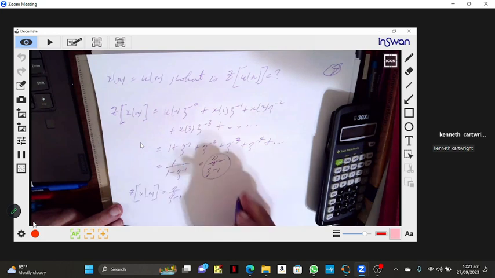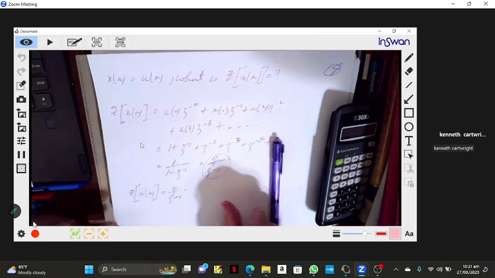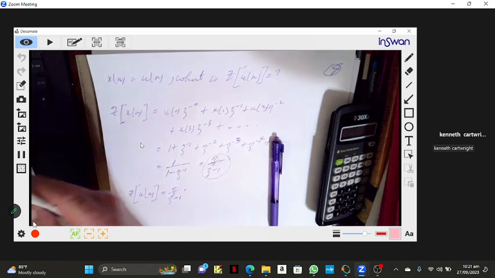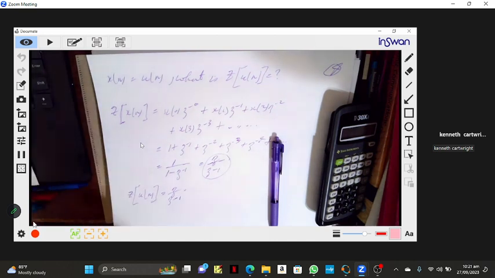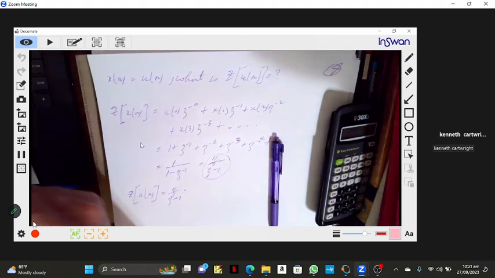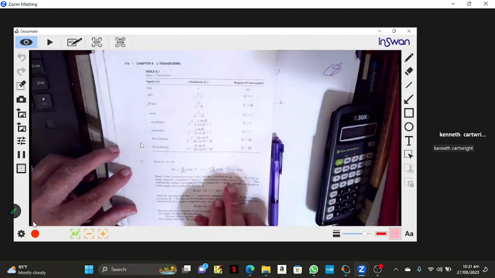Now, I don't intend to get you deriving z transforms, because we're not math students. We want to use z transforms without having to worry about how they're derived. However, you must learn these. There it is.